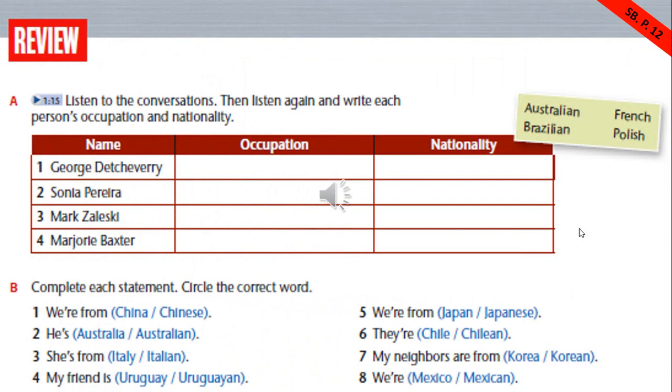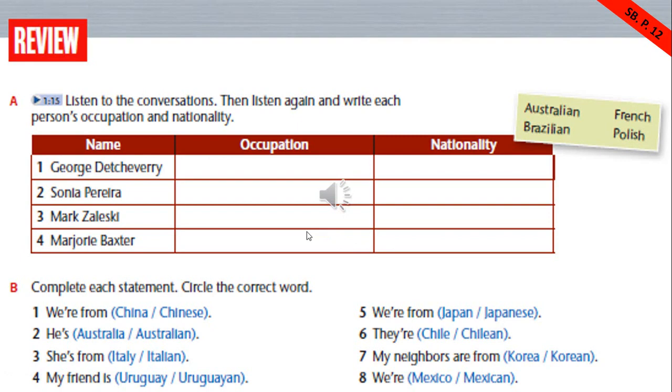First, on page 12, you have exercise A. This is listening. And in this listening, we are going to listen to a recording twice. And if you can see here, we have a table. We have 4 different people, 4 spaces to fill in with occupation information and nationality. And here we have nationalities: Australian, Brazilian, Polish, French. It means they are going to be mentioned in the recording. I want you to listen twice. First try to fill in the nationality, then try to fill in the occupation or whatever.